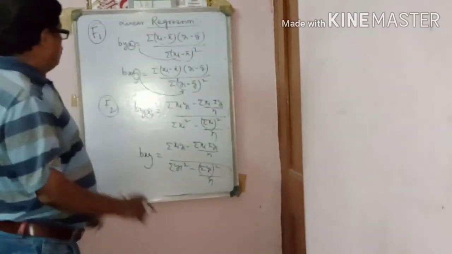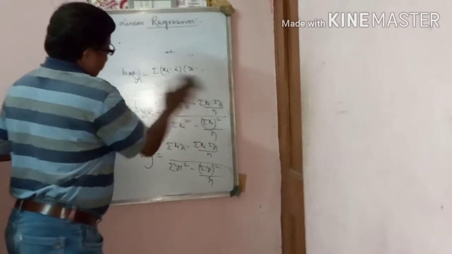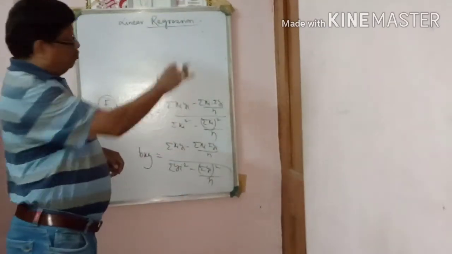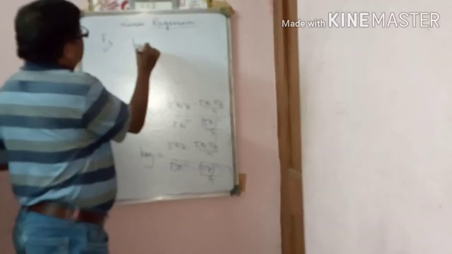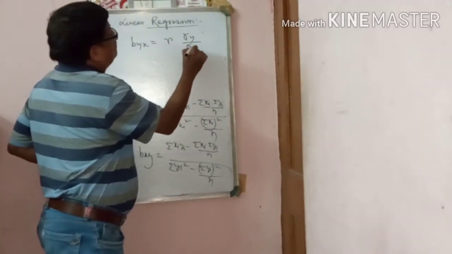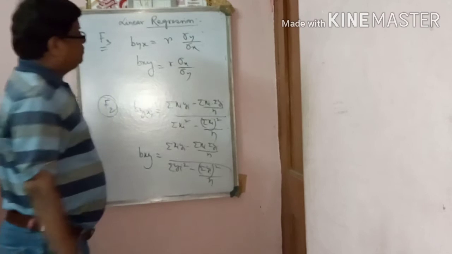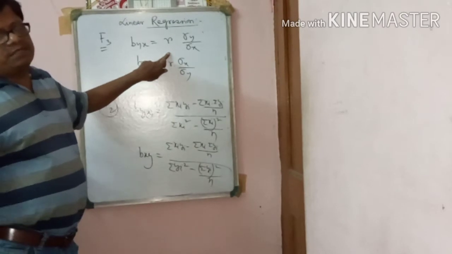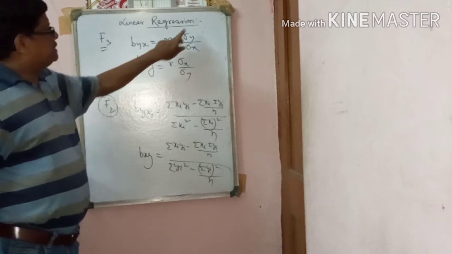Okay. Now another formula is there, F2, F1, F2. Now F3. According to the question paper, we have to apply the formula. F3: byx is r sigma y by sigma x, and bxy is r sigma x by sigma y. Here r means the correlation coefficient between x and y.